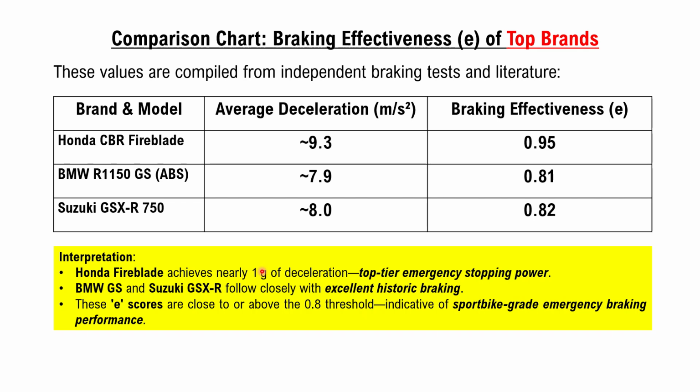top-tier emergency stopping power. BMW and Suzuki follow closely with excellent braking. These E-scores, which are close to or above the 0.8 threshold, are all indicative of sport bike grade emergency braking performance.